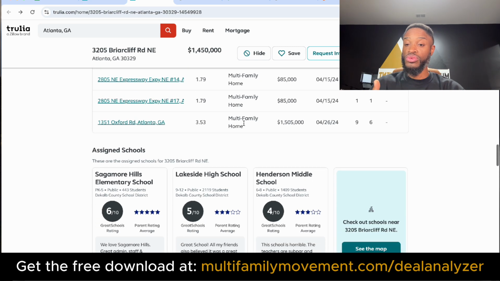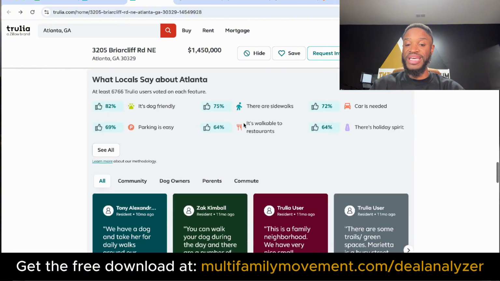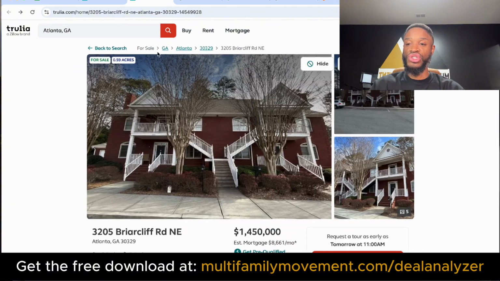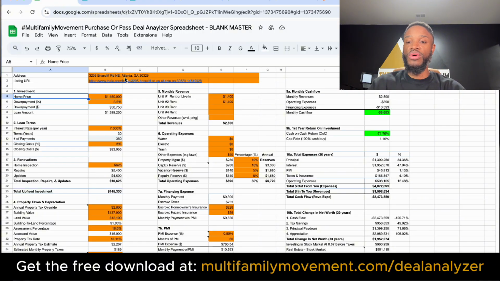Besides that, Trulia, Zillow, Redfin, they don't give us any other data. And like I said, there's 23 numbers that we need to know to evaluate a multifamily real estate deal in the proper way. The next number is actually the down payment. And if we're going to use FHA, which is the government loan, we're going to pay 3.5% down, 3.5% down.